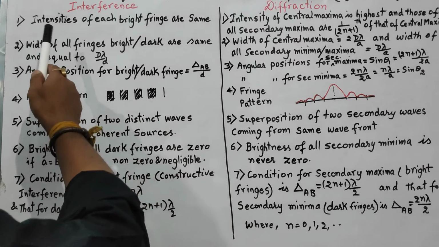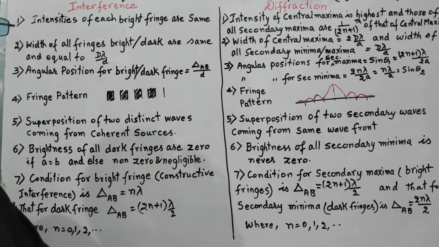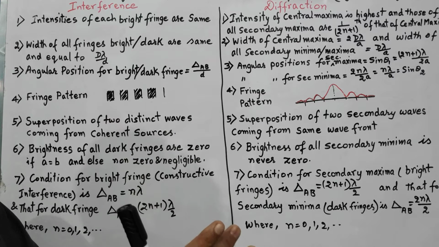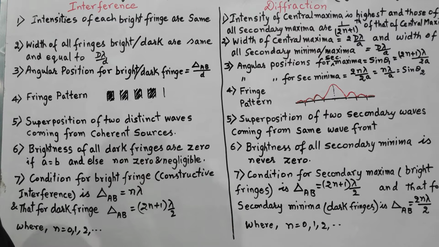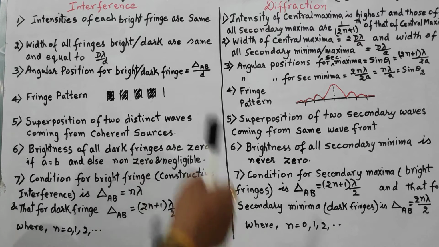The first point is that the intensity of each bright fringe is the same in the case of interference. But in the case of diffraction, the intensity of the central maxima is highest, while the secondary maxima on either side of the central maxima keep diminishing as we go to higher orders. For example, the central maxima has some intensity, and then the first secondary maxima will have approximately 1/3 of the intensity of the central maxima.